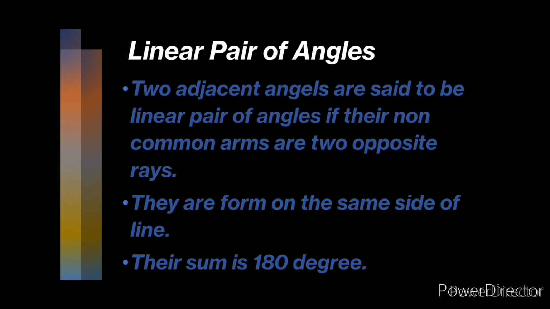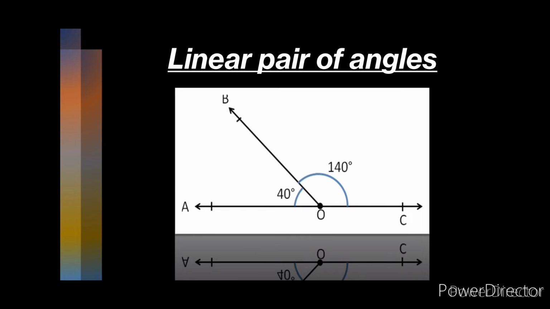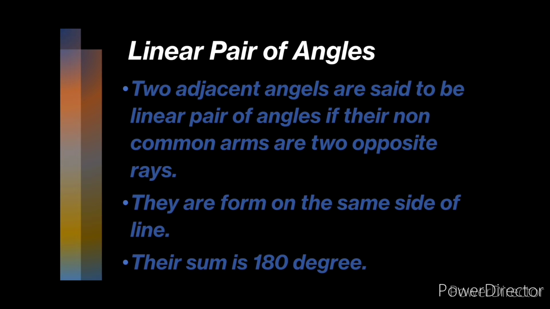And they are formed on the same side of a line, meaning if any line is drawn, they are formed on the same side, not on the opposite side, right? So these are some properties of linear pair of angles, and remember their sum is always 180 degrees.